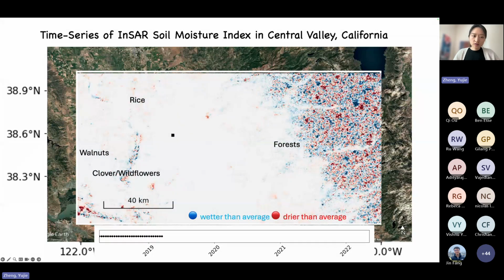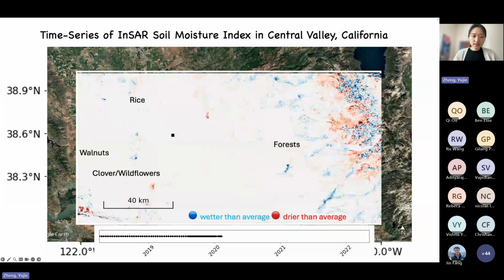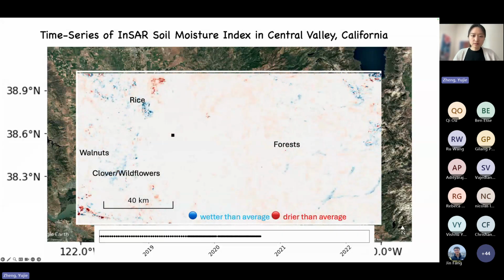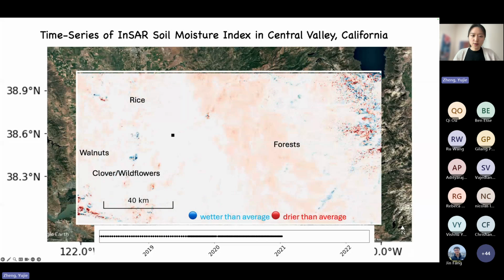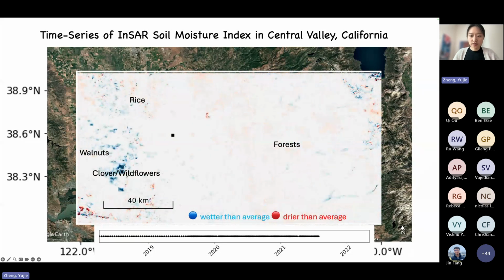You see seasonal variations. And what surprised me initially was that even for the forest areas, except in the winter when you have decorrelation, for a lot of the time we actually have coherent observations.